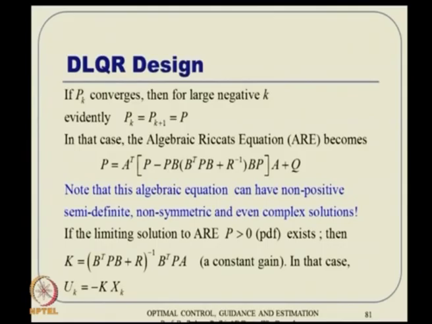Essentially, if under steady state I have a constant matrix, that means P k equals P k plus 1 equals P. In that case the algebraic Riccati equation becomes this way. And this algebraic Riccati equation can have non-positive, semi-definite, non-symmetric and even complex solutions. If the limiting solution of the ARE exists, and it is not guaranteed to exist by the way, then K happens to be like this, which is nothing but a constant gain. In that case we can write u k as minus K times x k, where K is a constant gain.